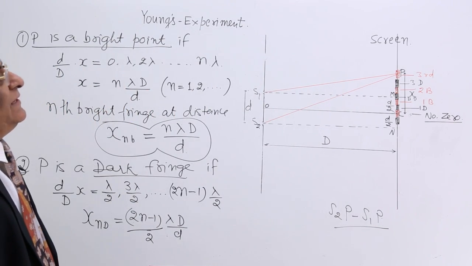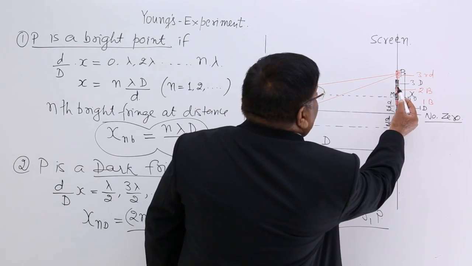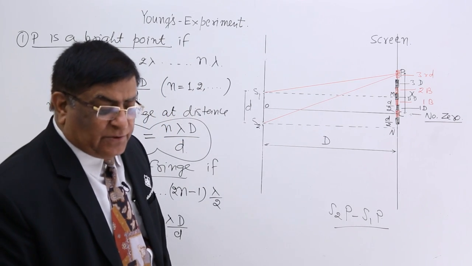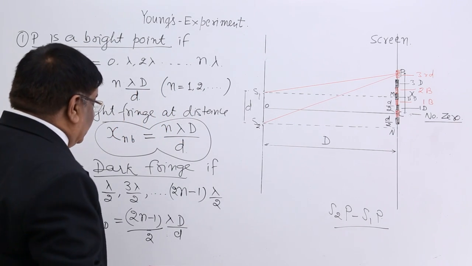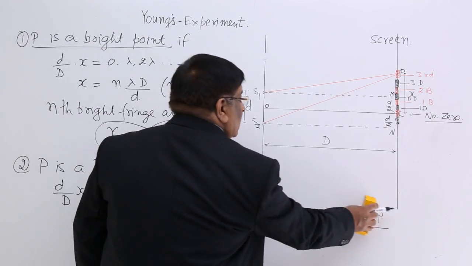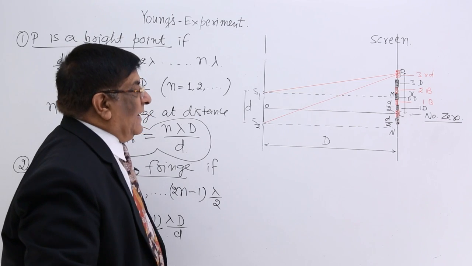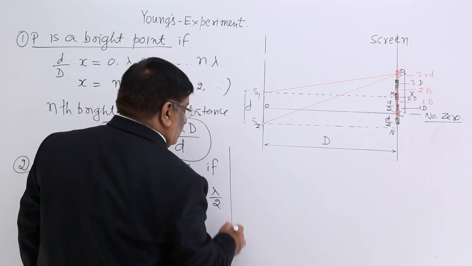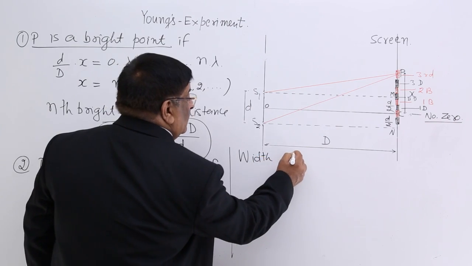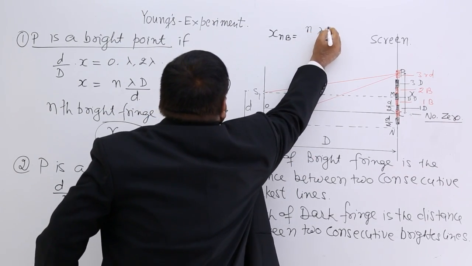With this experiment, we are also able to find out the width of bright and dark fringe. To find out the width of bright and dark fringe, first we define what we understand by the meaning of width. So, we will write here the formula: width of bright fringe is equal to n lambda D by d.